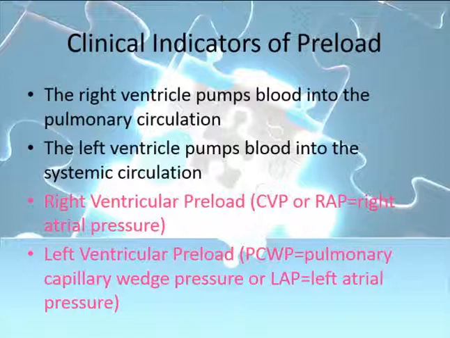Clinical indicators of preload. So what do we look at to see what our preload is? First off, your right ventricle pumps blood into the pulmonary circulation, and your left ventricle pumps blood into your systemic circulation. Right ventricular preload can be referred to by CVP or right atrial pressure. Your left ventricular preload is defined as either your pulmonary capillary wedge pressure or your left atrial pressure.